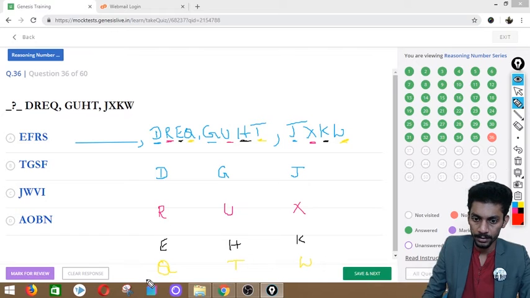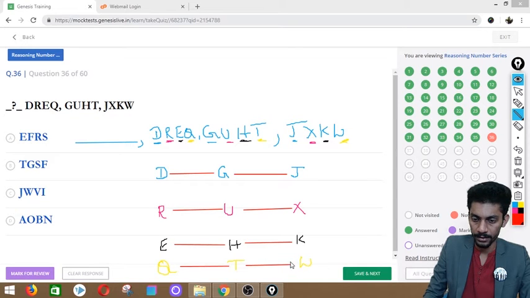So we'll change some of the colors here, to give a colorful solution to you, just to identify the letters. So D is the fourth letter of the alphabet. Right? G is the 7th letter and J is the 10th letter. R is the 18th letter, 21st letter, 24th letter. E is the 5th letter, this is the 8th letter.